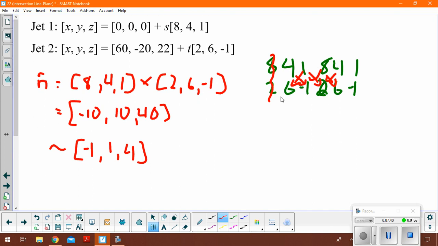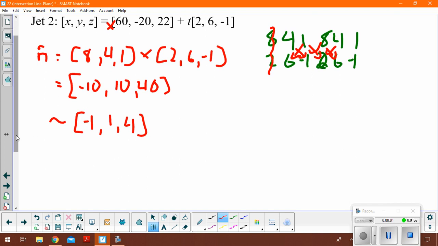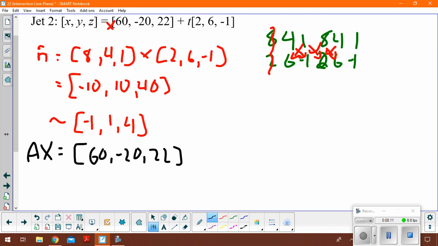Next thing I need is my vector from A to X. If I call this A and I call this X, that again is very nice. It's basically just point X minus (0, 0, 0). So my vector AX equals (60, -20, 22). Now that one I can't shrink. I need to know how big that one is before I project it.